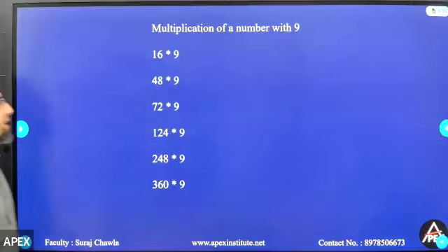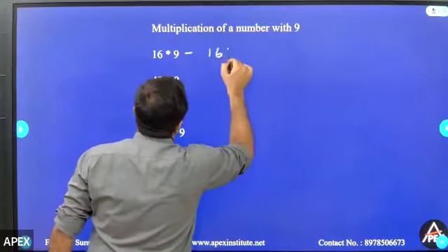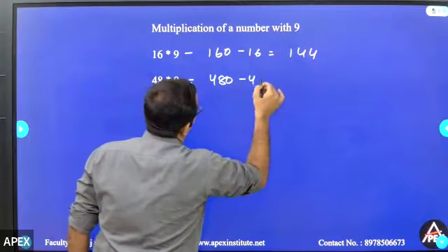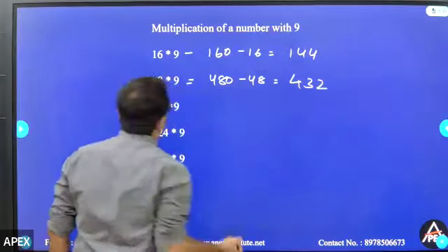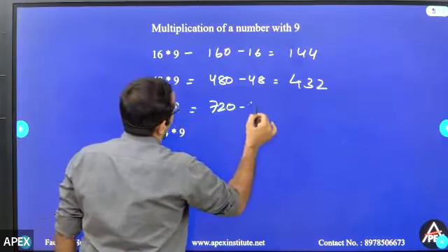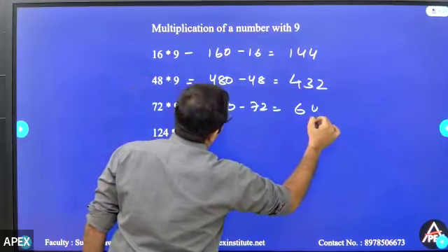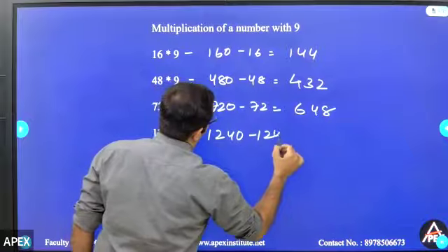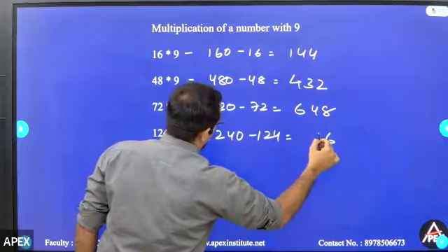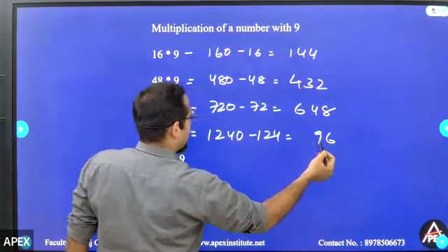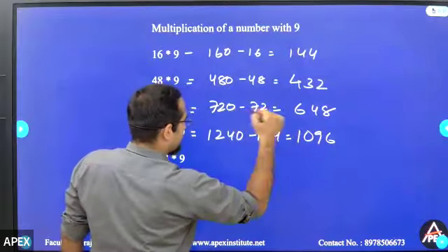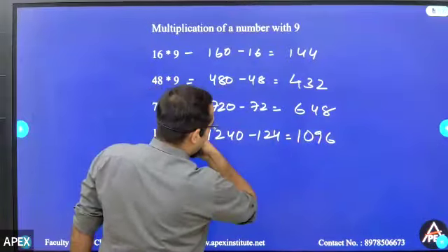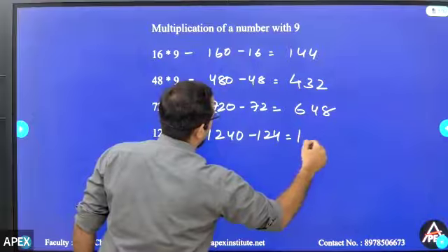Done. 16 into 9 is 160 minus 16. That is 144. This is 480 minus 48. That is 432. Now this is 720 minus 72. That is 648. So this is 1240 minus 124. So 124 plus 6 is 130, plus 90 is 240. 1096? Sorry. Oh, my bad. It's increasing. My bad. 1116. My bad.